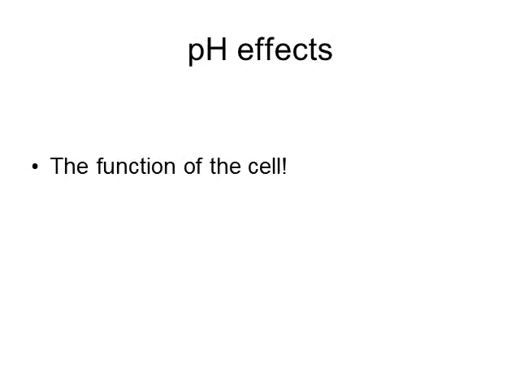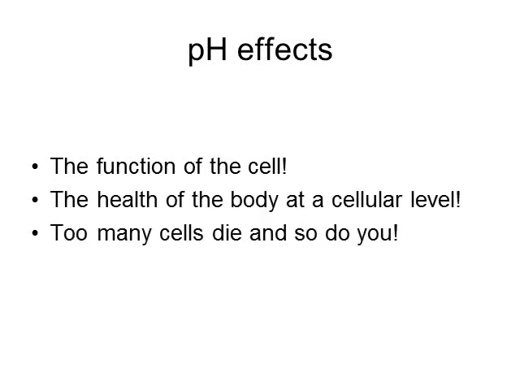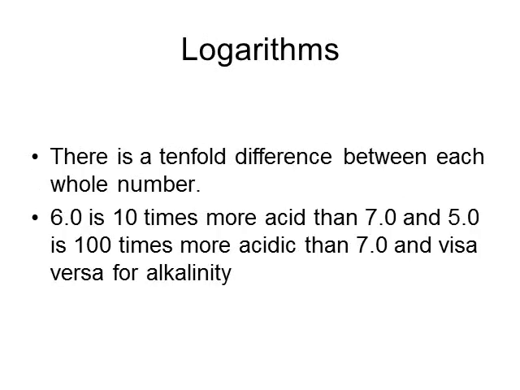The pH affects the function of every cell, the health of the body at a cellular level. Too many cells die, and unfortunately, so do you. There's a tenfold difference between each whole number, which means that a pH of 6 is 10 times more acidic than 7, and 5 is 100 times more acidic than 7, and vice versa for alkalinity.